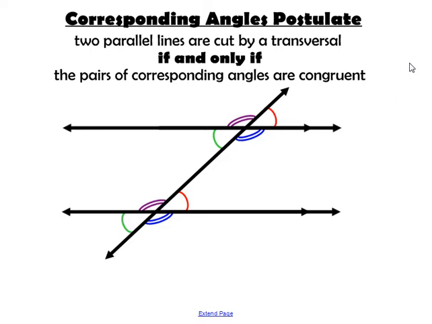So remember, the postulate tells us that if two parallel lines are cut by a transversal, then you can say the pairs of corresponding angles are congruent. The way we would use the converse is if you're given corresponding angles that are congruent, then you can conclude for me that the two lines are actually parallel. So there's going to be a difference in what information you're given versus what you're trying to conclude.